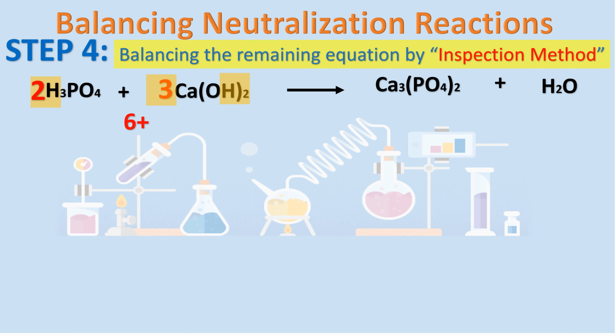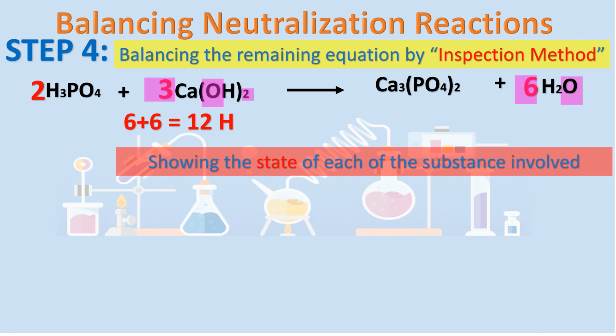Now, it's time to balance hydrogens. On the reactant side, there are 6 hydrogens in acid and also 6 hydrogens in base. So, 6 plus 6 equal to 12 hydrogens in total on the reactant side, while there are only 2 hydrogens on the product side. To make them equal to 12, we will place 6 before H2O. Lastly, it's time to balance oxygen atoms. There are 6 oxygen atoms on the reactant side and also 6 on the product side. So, oxygens are also balanced.